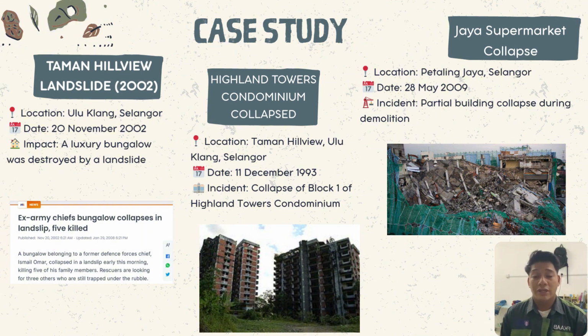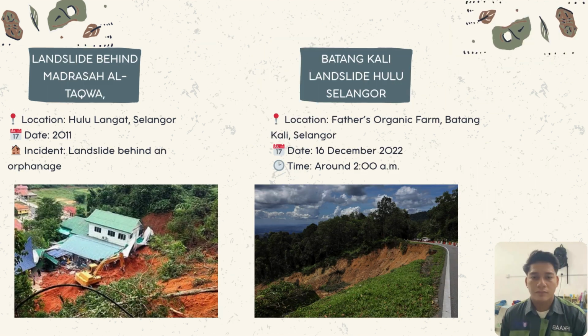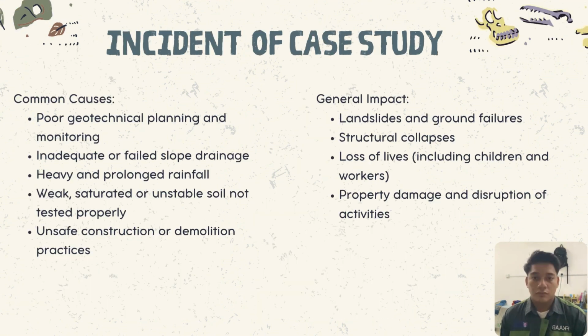Today I will talk about the case studies. The first case study is the Taman Hillview landslide 2002, the second is the Highland Towers condominium collapse, the third is the Jaya supermarket collapse, the fourth is the landslide behind Madrasah Al-Taqwa, and the last is the Batang Kali landslide, Hulu Selangor.